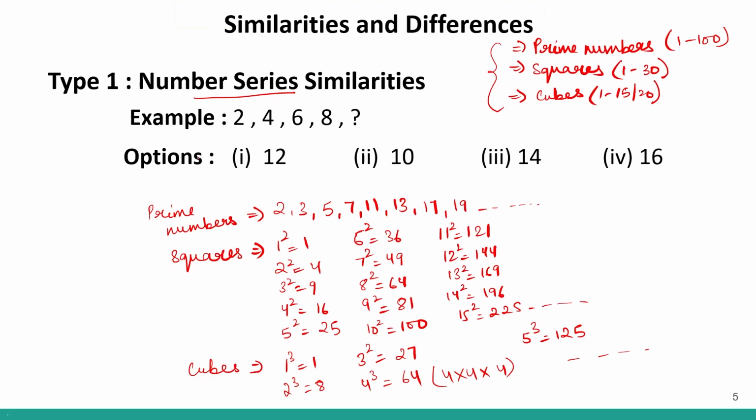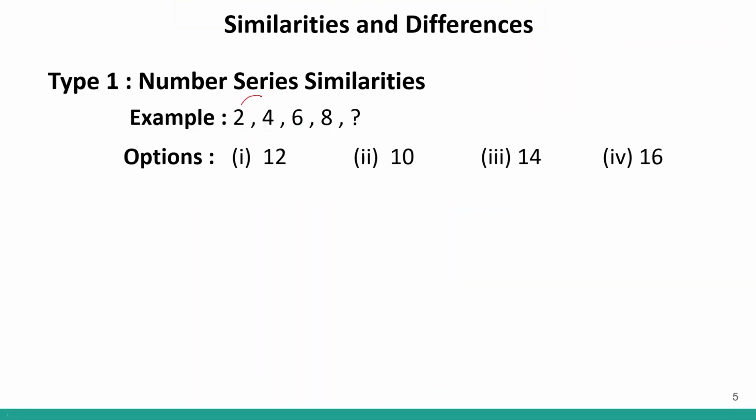Okay. Now let us look at this question. Whenever we deal with number series similarities, we have to identify the similar pattern that is being followed in this series, and we have to find the next element. So if we look at this series, from 2 we are going to 4, from 4 we are going to 6, from 6 we are going to 8. So I can identify a pattern. If I add 2 to 2, I'll get 4. Similarly, if I add 2 to 4, I'll get 6. If I add 2 to 6, I'll get 8. So there's an addition of 2. So this is the pattern.